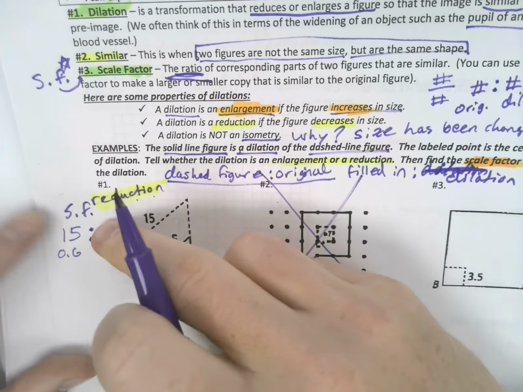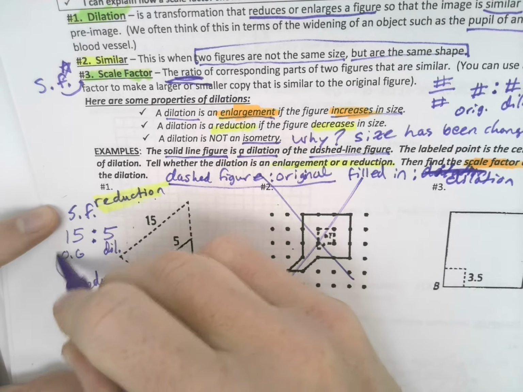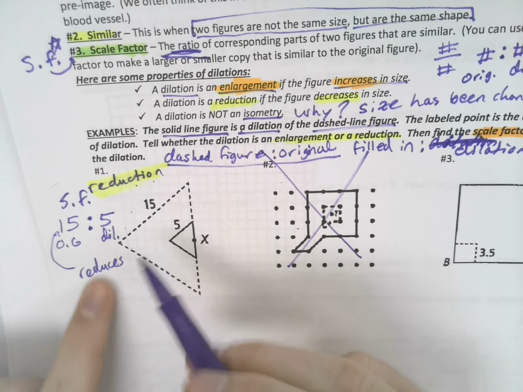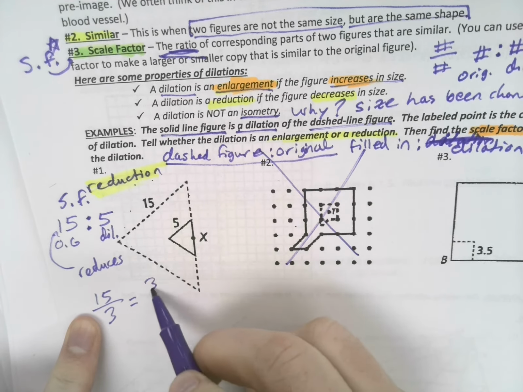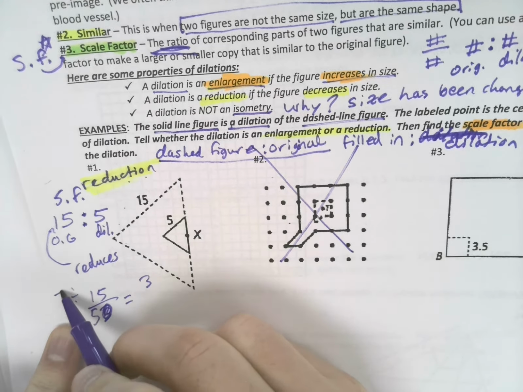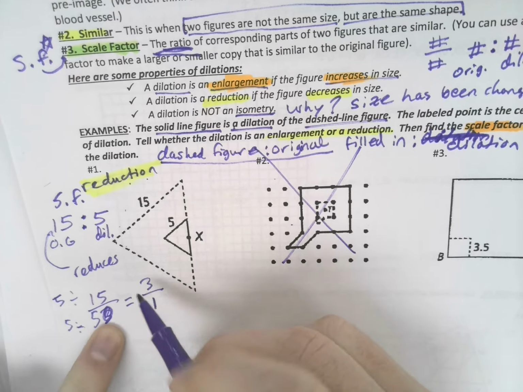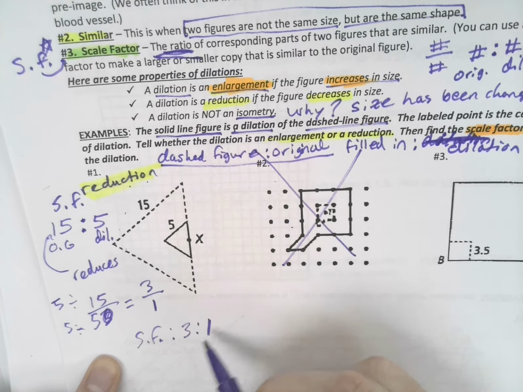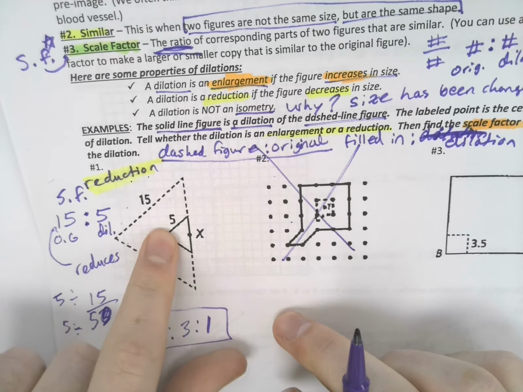And now normally we're fine if this is our scale factor, right? 15 to 5. But this reduces. This ratio we know reduces. 15 to 5. What would that actually be? Let's divide. 15 divided by 5. Wouldn't that end up being, you can divide that by 5. Divide that by 5. That ended up being 3 over 1. Okay. So our scale factor is really 3 to 1. Our original was 3 times bigger than the dilation.